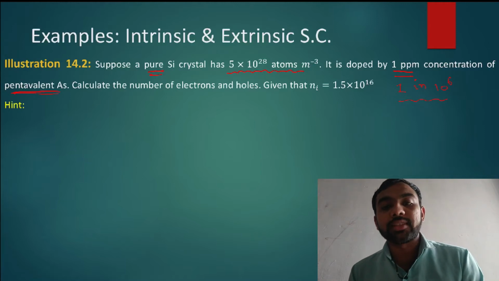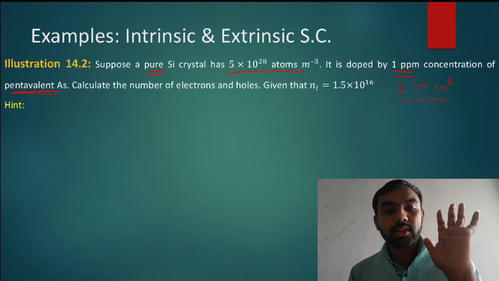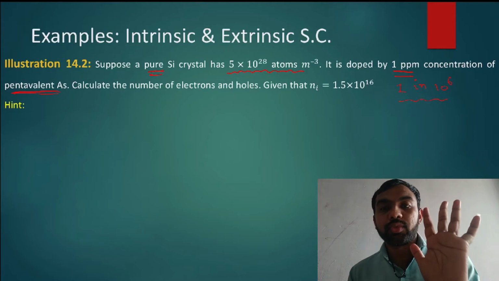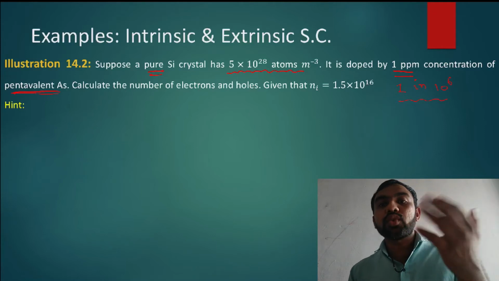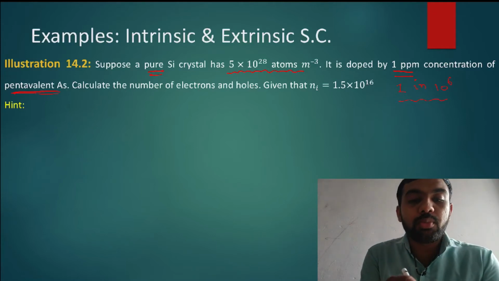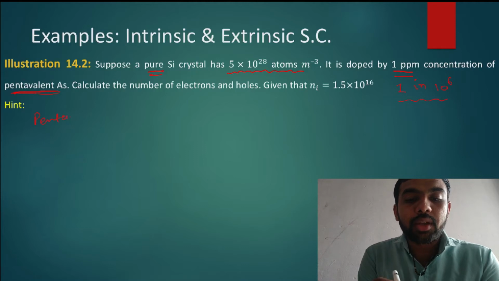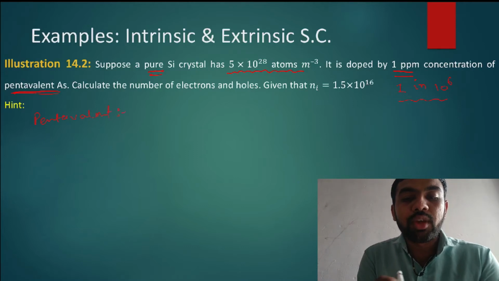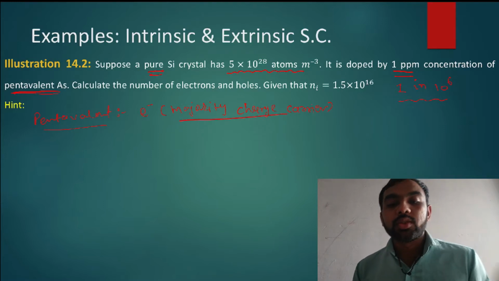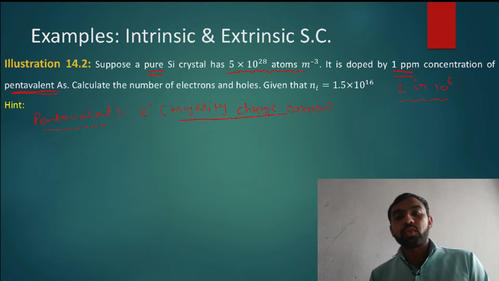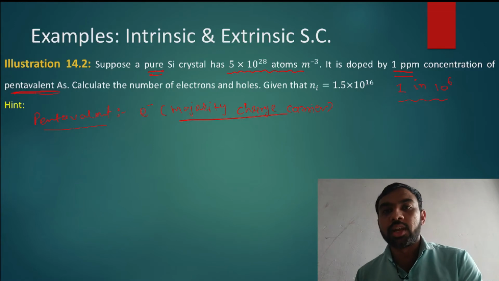Of a pentavalent arsenic. Pentavalent means what? There is a valency of 5, there are 5 electrons in the outer shell, so we call it pentavalent. In the case of pentavalent, which one is considered the majority charge carrier? The electron is considered the majority charge carrier. Okay, so calculate the number of electrons and number of holes. We have to find out both the number of electrons and the number of holes.